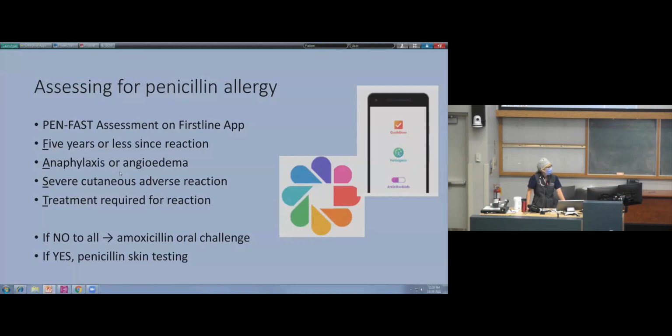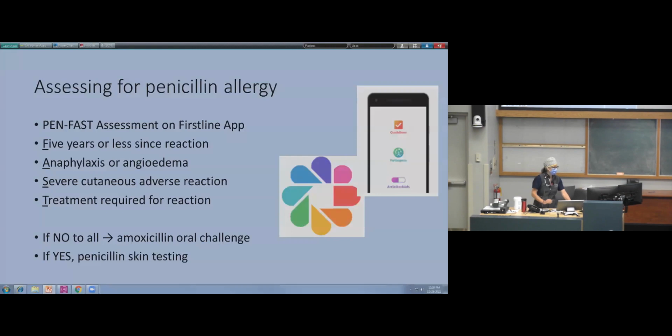If somebody says no to all those questions, then the risk of having a severe penicillin allergy is much reduced, and we actually do an oral amoxicillin challenge. If they say yes, then we get immunology and allergy involved to do penicillin skin testing.